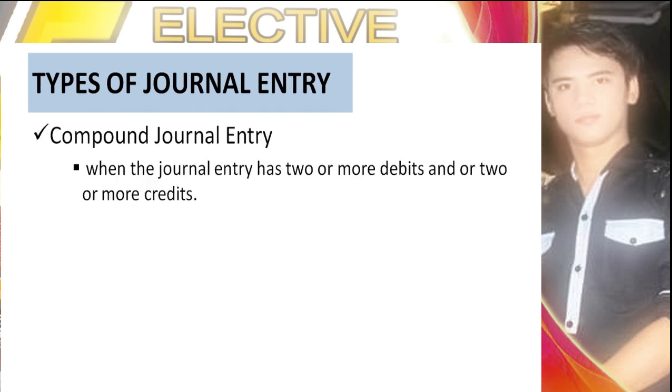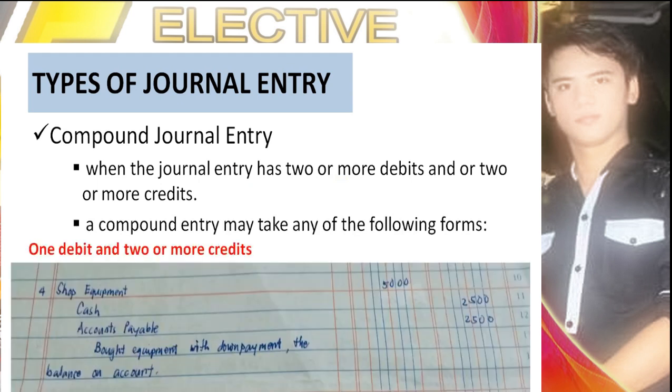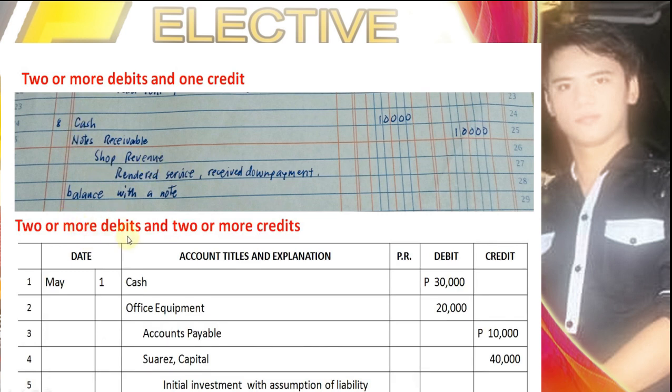Another type is the compound journal entry. When the journal entry has 2 or more debits or 2 or more credits, this is what we call a compound journal entry. A compound entry may take any of the following forms. 1 debit and 2 or more credits, like this example, 1 debit and 2 credits. Another is 2 or more debits and 1 credit. And 2 or more debits and 2 or more credits. Here, two debits and two credits.